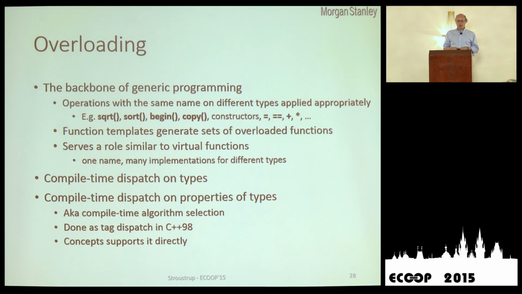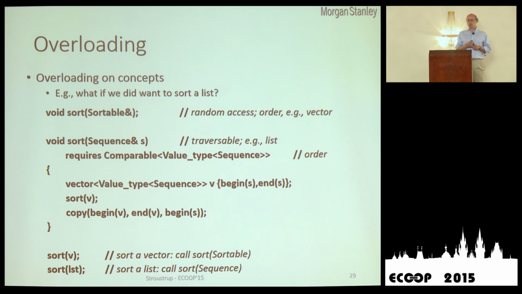And so that's it. Given that, we can do things like overloading. And overloading is one of the backbones of generic programming. It's also known as ad hoc polymorphism. And if you mix it together with generic programming, you get something very powerful. And now that'll work, and you can do the overloading on concepts. So let me see, do I have an example? Yes, I have an example. Let me show you the example here.